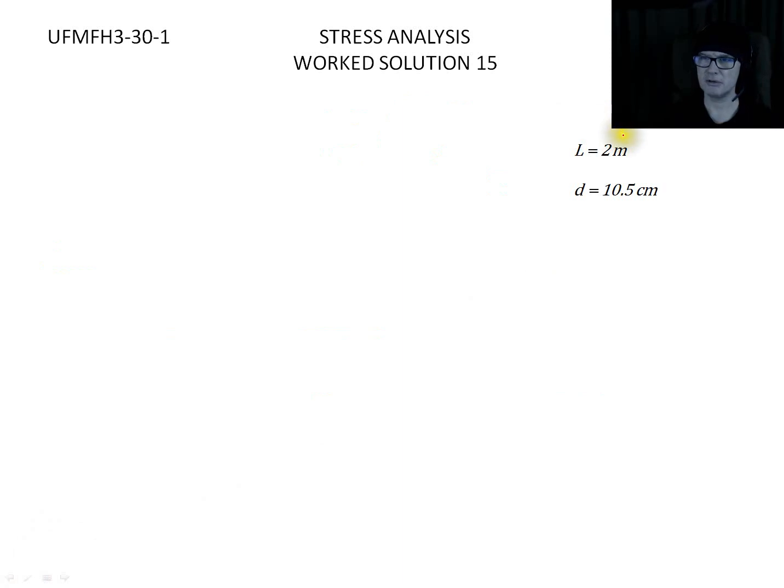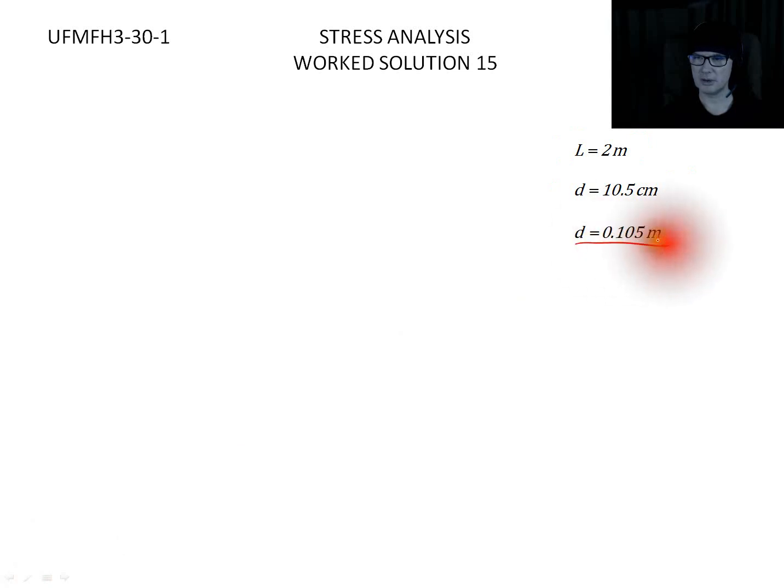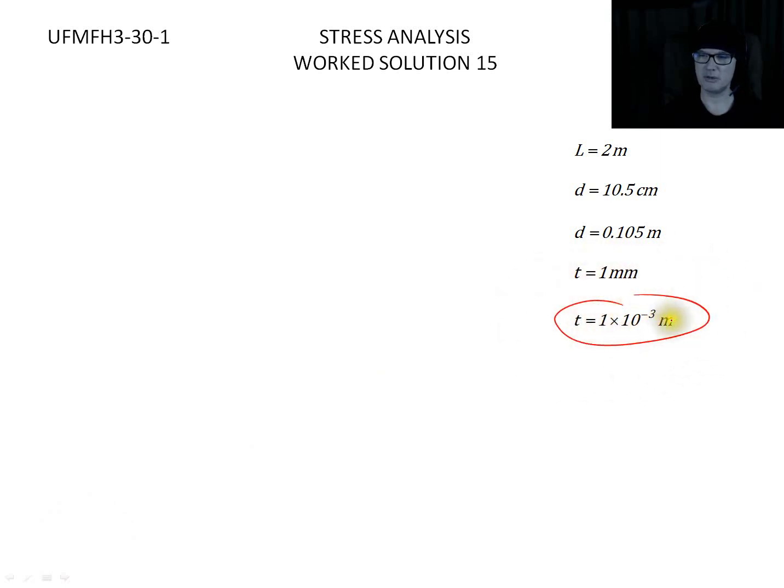So first write out your values. The length of the vessel is already in SI units, meters. The internal diameter, watch out whether that's internal or external. Internal diameter is 10.5 centimeters. So that will be 0.105 meters, divided by 100. 1 millimeter thick, divide that by 1000, and that gives me 1 times 10 to the minus 3 meters.